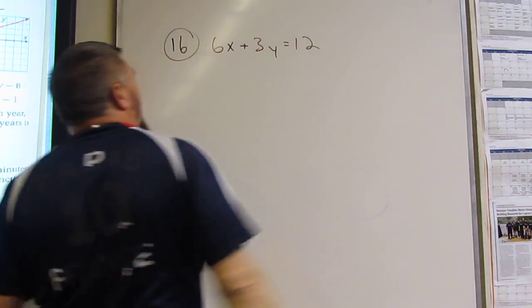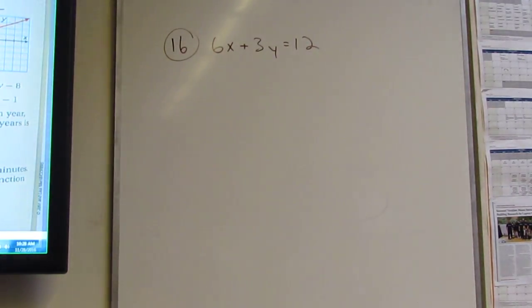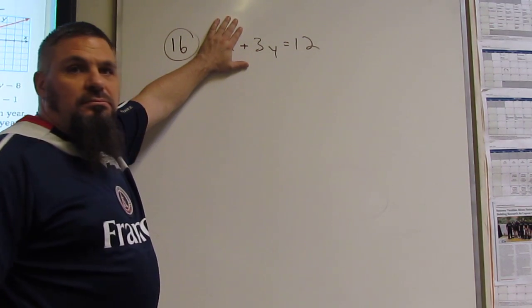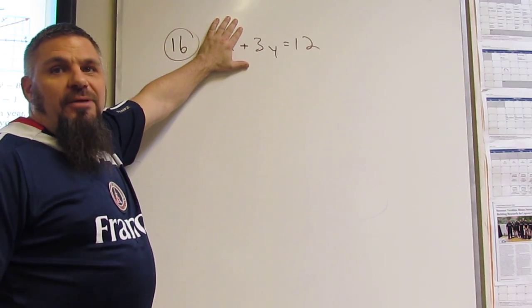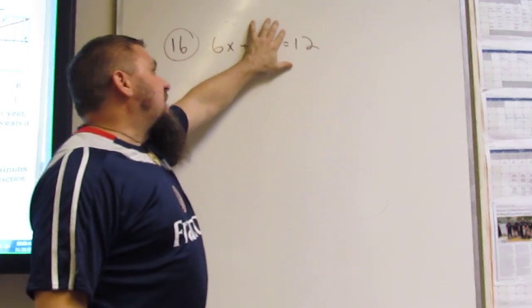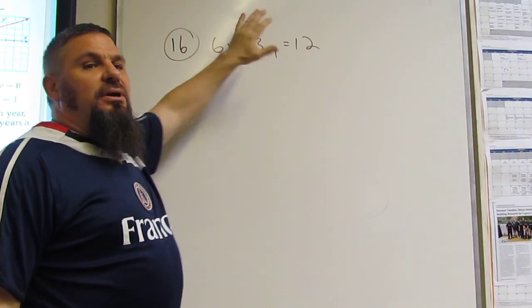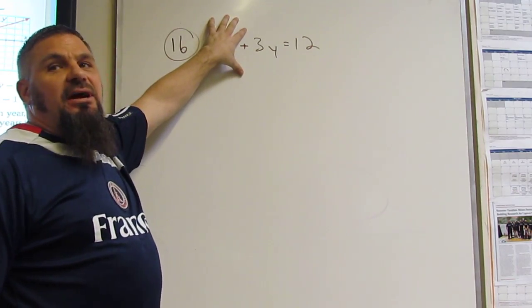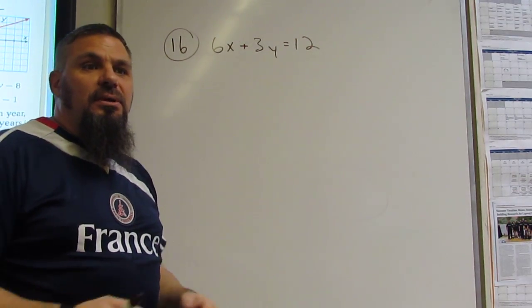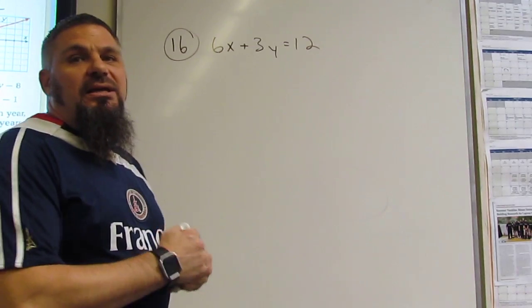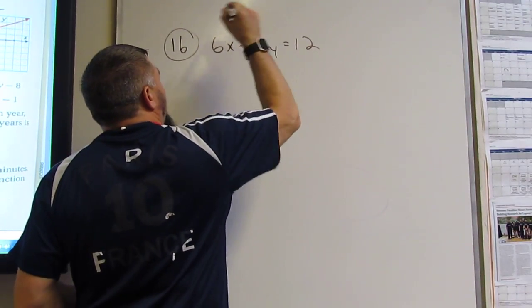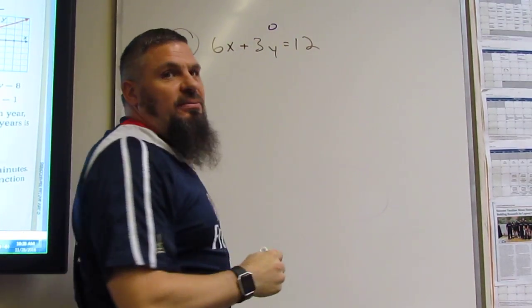6 and 5. So this is where I teach the cover-up method. It's really simple. All you have to do is cover it up. If I want to know the x-intercept, I cover up the y. If I want to know the y-intercept, I cover up the x. It's that simple. All I'm doing is plugging in a 0. If I want to know the x, I plug in a 0 for y.